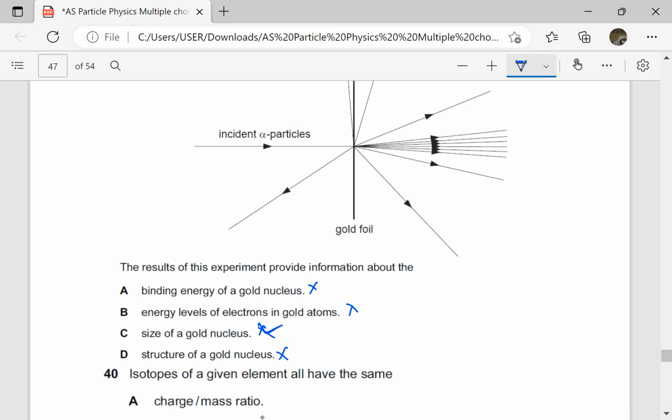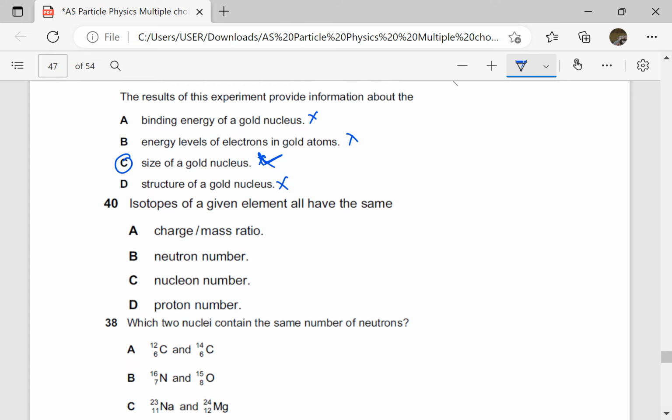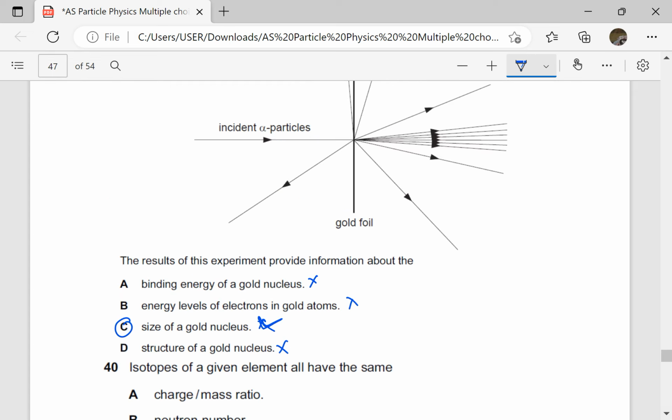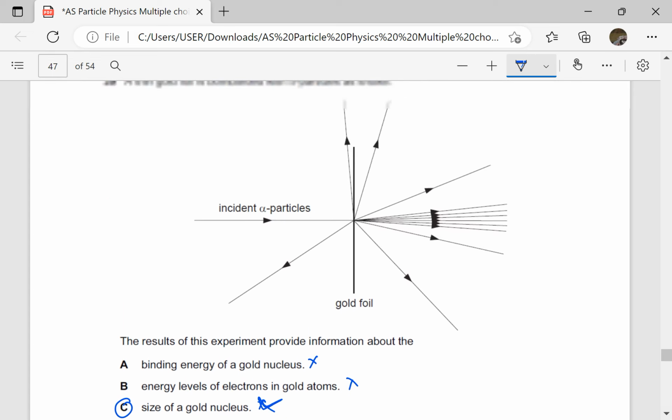The nucleus is very small. It occupies a very small volume, so the answer is C. The results show that most alpha particles actually go through, because the nucleus is very small, but those which come close undergo large deflection. You see a few are backscattered, those which come very close to the nucleus.